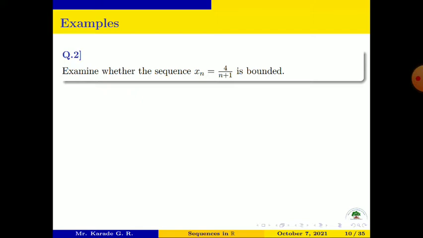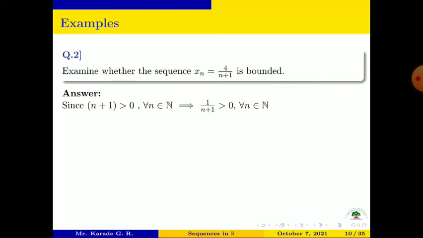That sequence is again approaching towards 0, so the first term is 2, and the greatest lower bound of that sequence is again 0. So the sequence is bounded above by 2 and bounded below by 0. Therefore this is also a bounded sequence. So let us write the answer of this question.